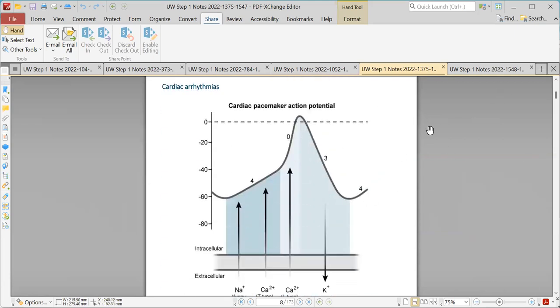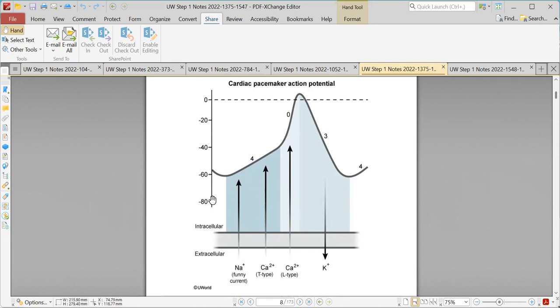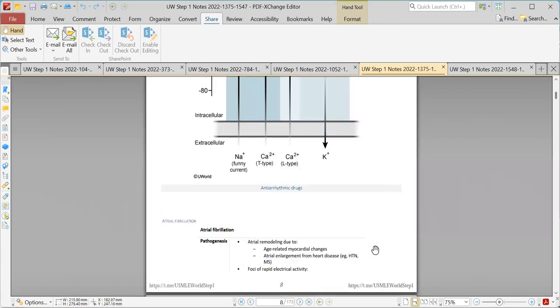Okay. So this is for the cardiac arrhythmia. This is really important because many questions will be there on the medications, like what medications affect the sodium channels, funny channels, calcium channel influx, and potassium channel efflux.